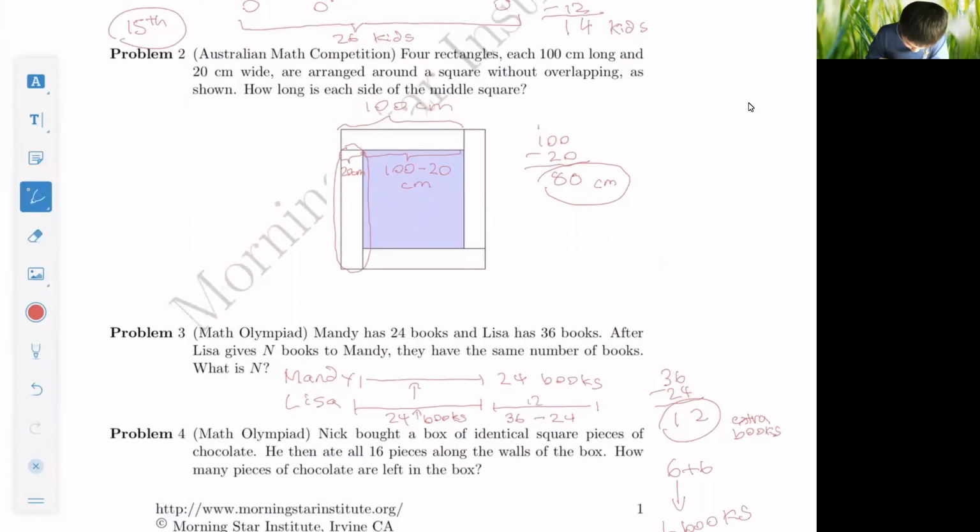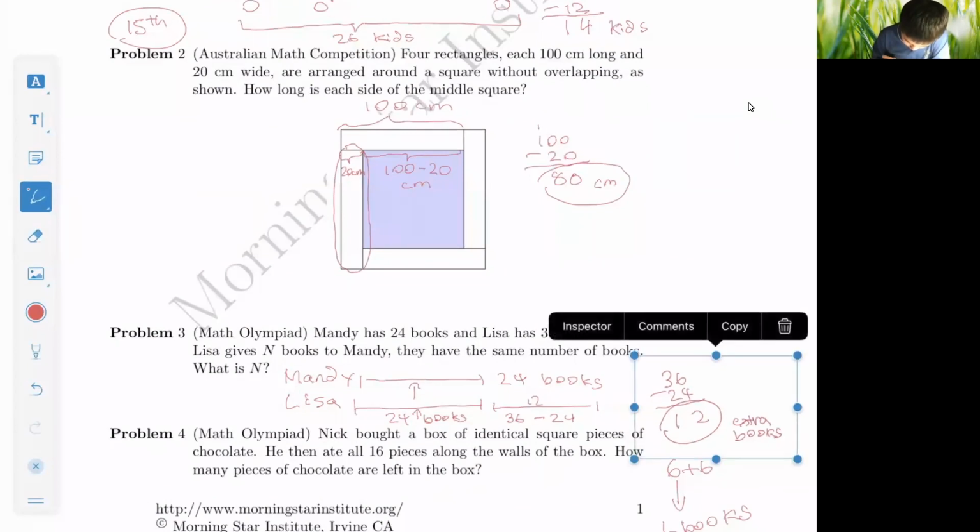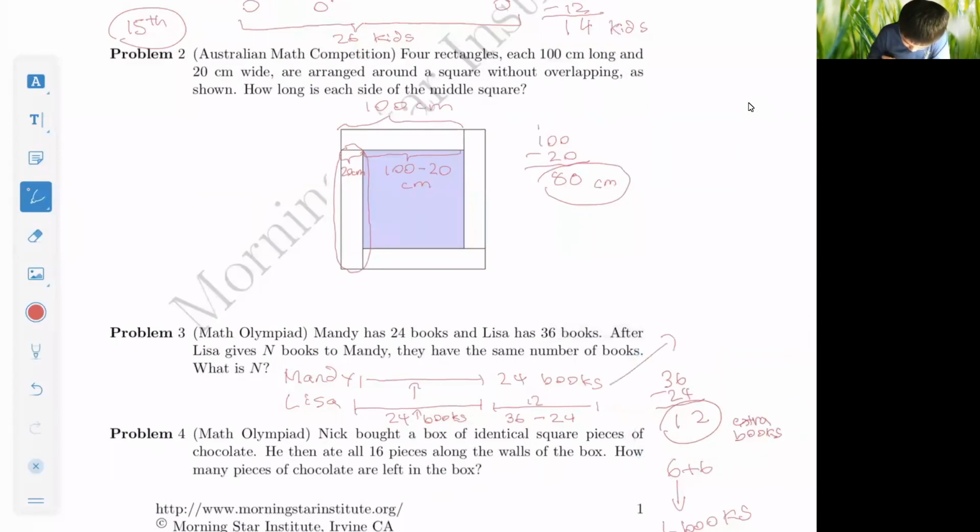This is 12, and after she gives 6 books, this is 24 plus 6, and this is 24 plus 12 minus 6. 12 minus 6 equals 6. So 24 plus 6 is the same as 24 plus 6.